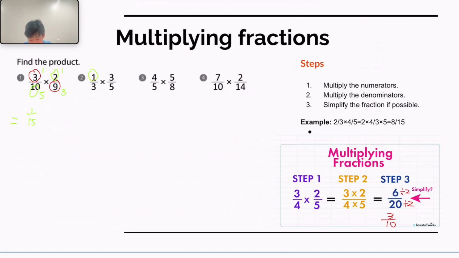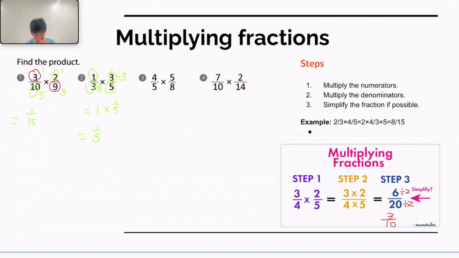You can first simplify the numerator with the other denominator, 1 and 5. You cannot further simplify this because the numerator is 1 here. 3 and 3 can actually simplify this. The greatest common divisor will be 3. So divide by 3 on both sides, which will result in 1 over 1 times 1 over 5, which just becomes 1 over 5. This you can rewrite as 1.